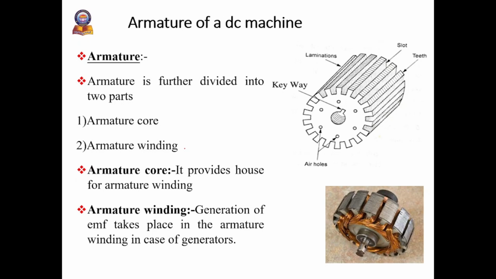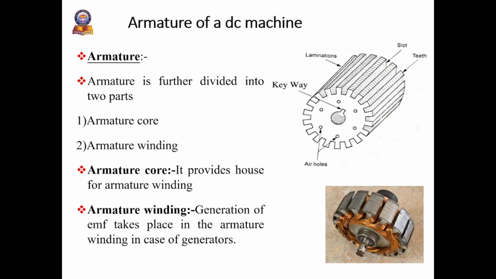Then coming to the armature, it is further divided into two parts. One is the armature core, the second one is the armature winding. If you see the armature structure, it is cylindrical in shape and it is mounted on the shaft. If you see the structure, it consists of slots. These are called the slots. You can observe in the figure here on its periphery, and there are also air ducts, which are called the air holes.